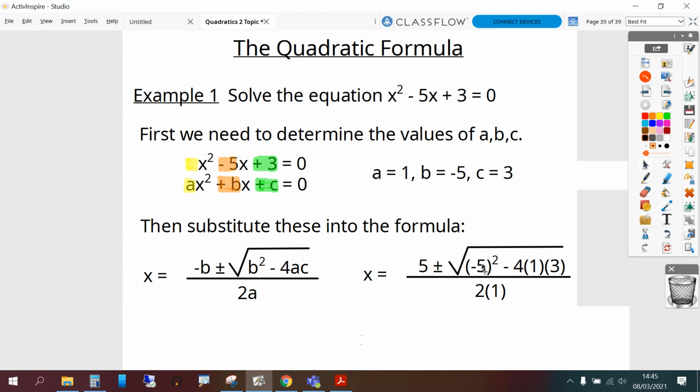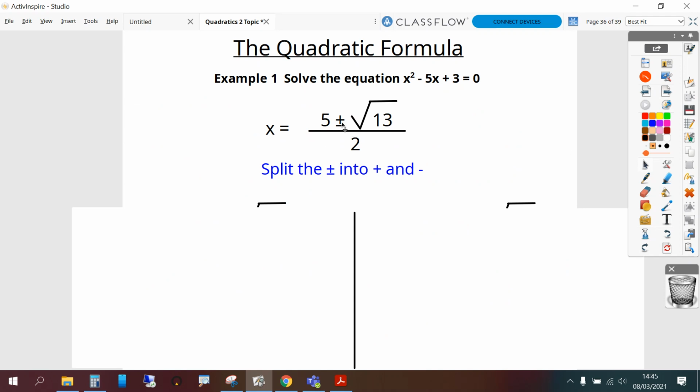Underneath the square root, negative 5 squared, take away 4 times 1 times 3, all over 2 times 1. And the negative 5 squared is 25, take away 4 times 1 times 3, that's take away 12. 25 take away 12 is 13. Then we need to split the plus minus into plus and minus. So starting with the plus, we get 5 plus the root 13 over 2.